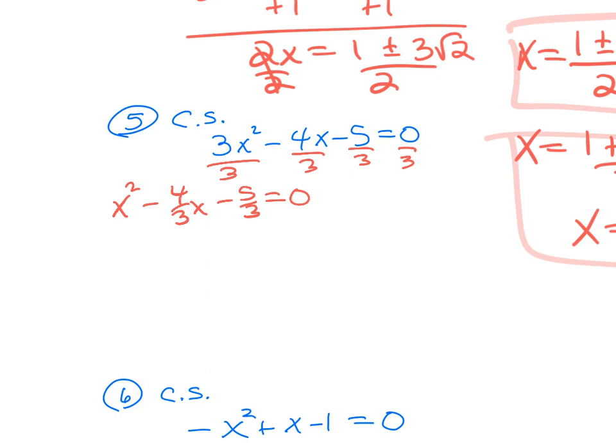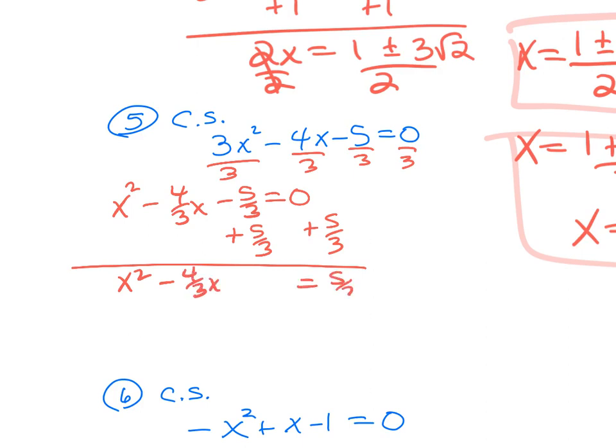I now need to do the next step, which is to move the constant. So I add 5/3 to both sides. Okay, so again, the step I'm completing here is moving the constant. So then I get x squared minus 4/3 x equals 5/3.